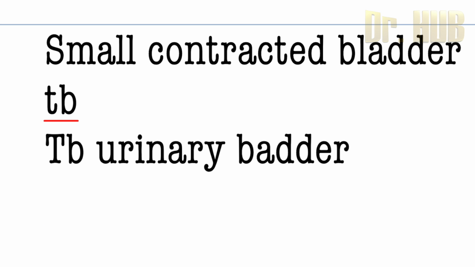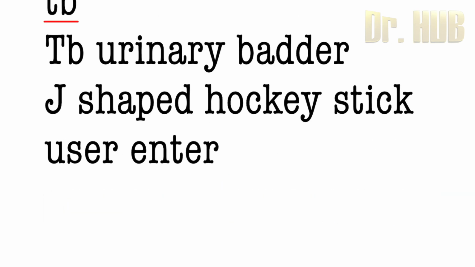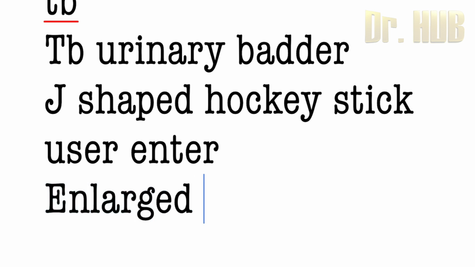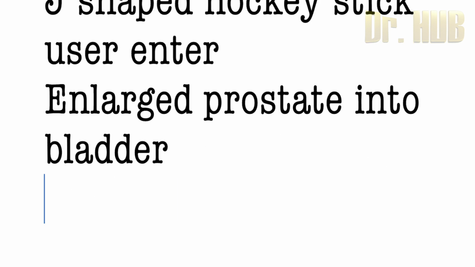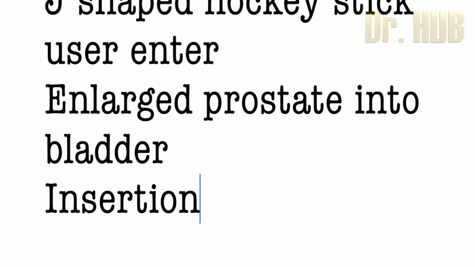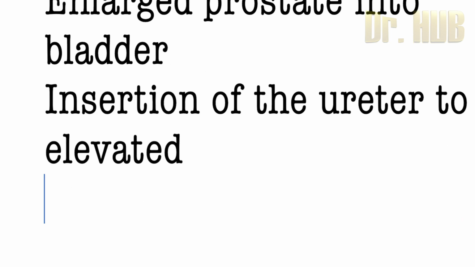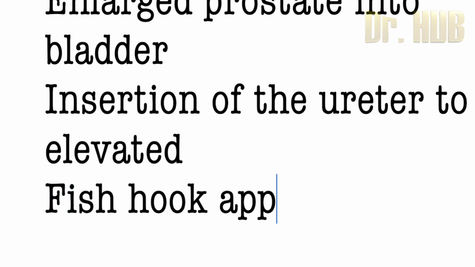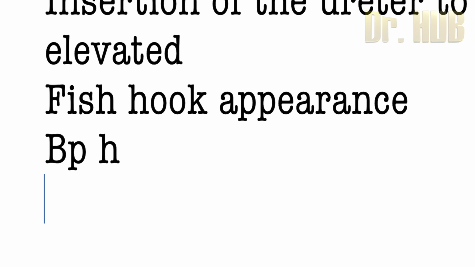Next, looking at the fish hook or J-shaped hockey stick ureter. This is due to the enlarged prostate. The enlarged prostate projects into the bladder, which causes the insertion of the ureter to become elevated, giving rise to the fish hook appearance. So this is seen in case of BPH.